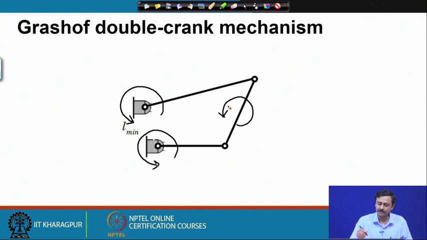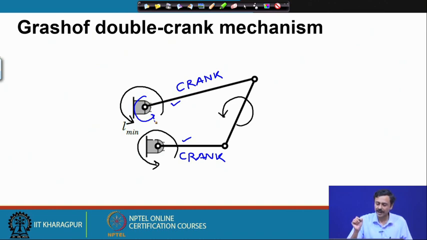So, there are two links which are cranks. This is also a crank and this link is also a crank. So, I can have a motor connected to either of these two ground hinges. So, this is a double crank mechanism, there are two cranks.